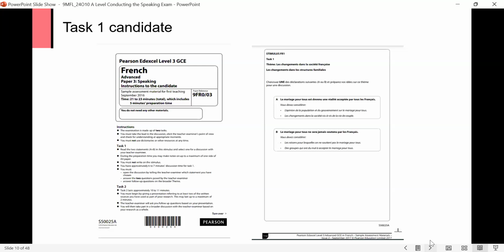So in their preparation time, if they've decided to go with statement B, it says marriage for all will never be supported by the French, and they're told you should consider those two things, the reasons why, and groups who don't accept. And when they come into the exam, you will ask them 2 questions, and the questions that will be in the teacher examiner book are very closely related to those bullet points. So when they are preparing, they will know, certainly initially, very, very securely, what it is they're going to talk about. They may not know the exact question, but the questions should not come as a surprise.